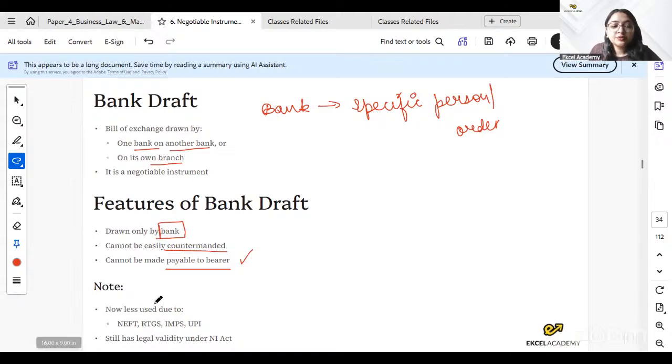However, the usage has become less because you have all of these forms of online transactions happening. You have NEFT, RTGS, IMPS, UPI, especially, which has taken the payment system by storm, wherein every person now has access to UPI and even businesses are resorting to it. But it does not mean that it is no longer valid. It is absolutely valid legally. Under which act? Under the Negotiable Instruments Act of 1881.